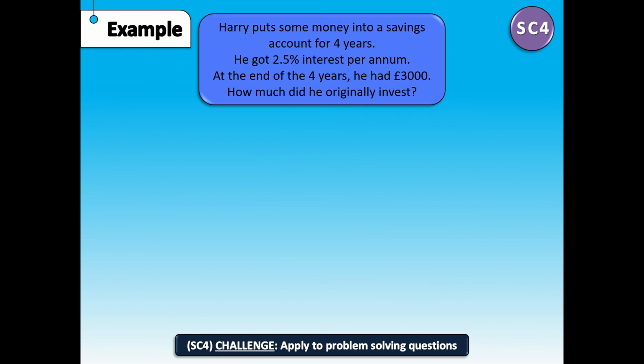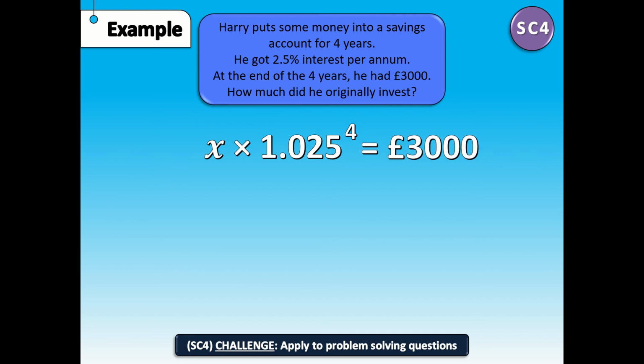So this example says Harry puts some money in his savings account for 4 years. He got 2.5% interest per annum, and at the end of 4 years he had £3,000. So how much did he originally invest? Well, we have our amount and the interest rate is 2.5%. So that means the multiplier would have been 1.025, and that's after 4 years. Now that equals £3,000. So we need to work backwards doing the opposite.